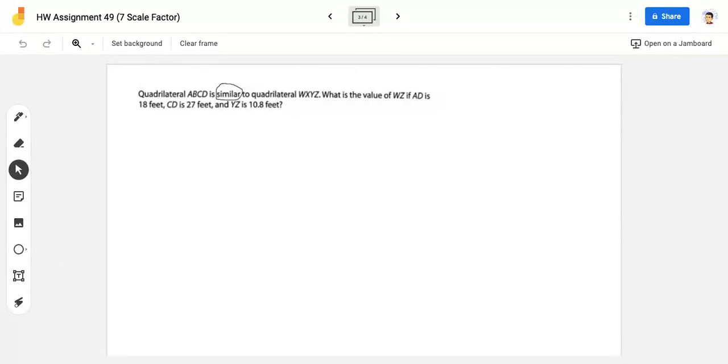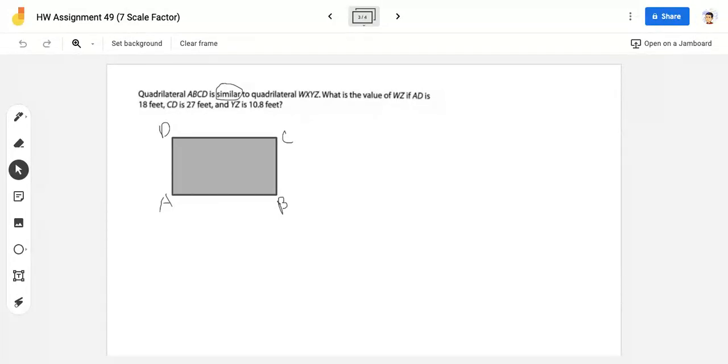So let us go ahead and make some of these quadrilaterals. I'm going to use my shape tool to do this. We will call this one ABCD. I'll start my A down here: A, B, C, D. And we're saying that it's similar to quadrilateral WXYZ. And then we're going to start to fill in the information that they give us.